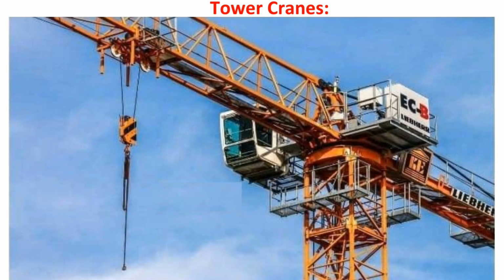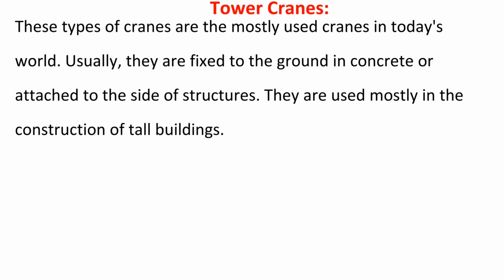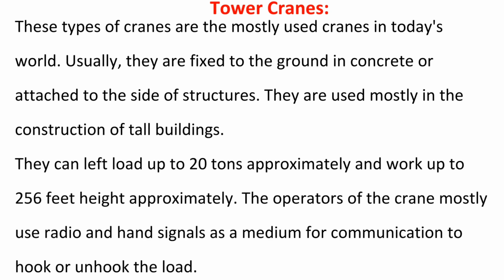Tower cranes. These types of cranes are the mostly used cranes in today's world. Usually, they are fixed to the ground in concrete or attached to the side of structures. They are used mostly in the construction of tall buildings. They can lift load up to 20 tons approximately and work up to 256 feet height approximately. The operators of the crane mostly use radio and hand signals as a medium for communication to hook or unhook the load.